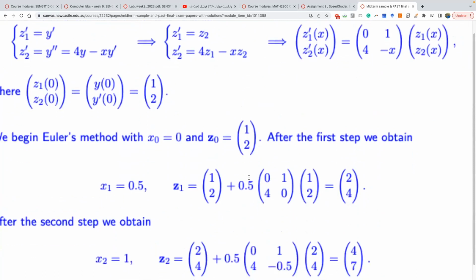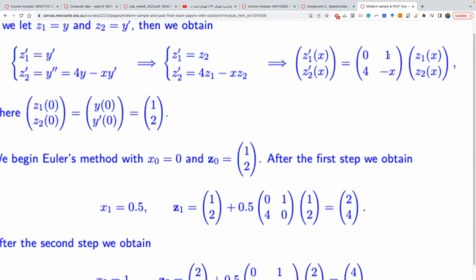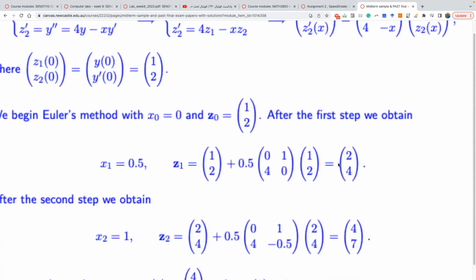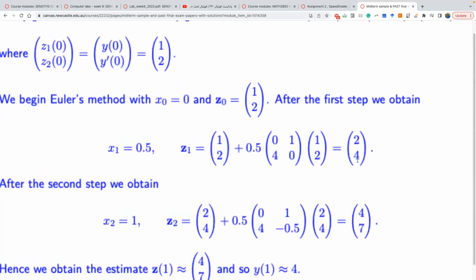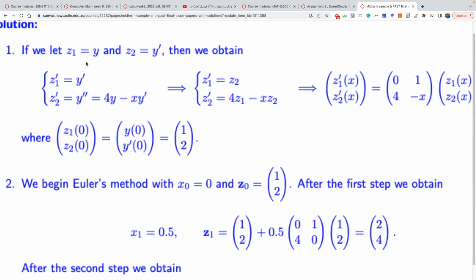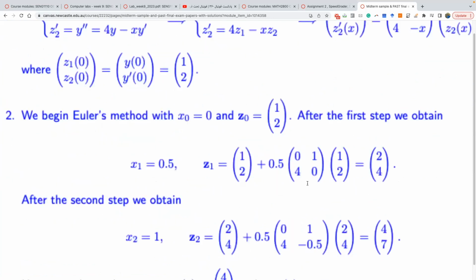So we apply 0, 1, 4. X0 is 0, and Z1, Z2 this time is 1, 2. So we get 2, 4. Z1 is y, so y is 2. Z2 is not important; 4 is not important. 2 is the important one.